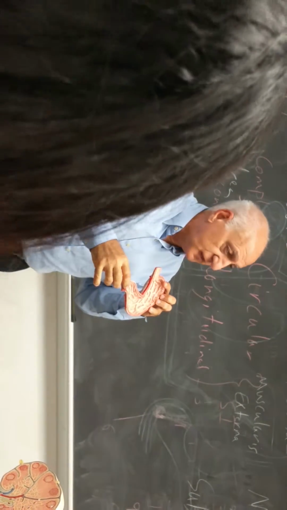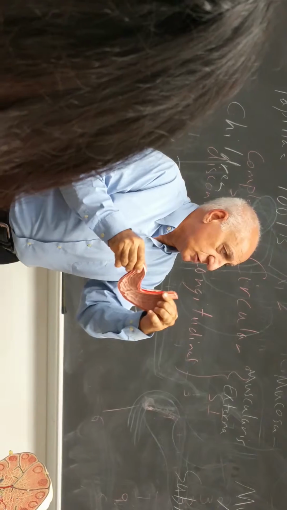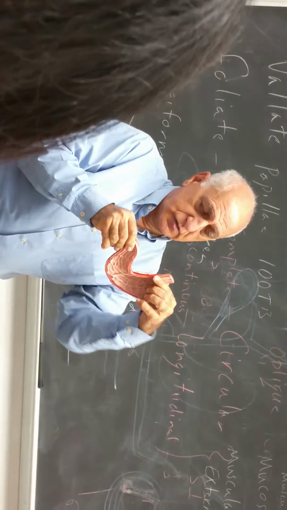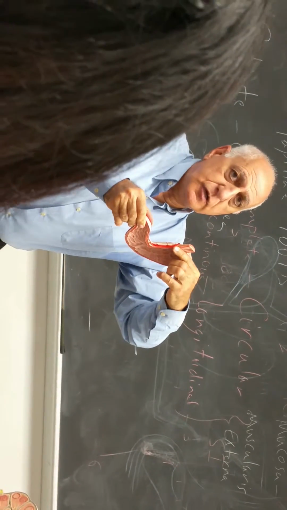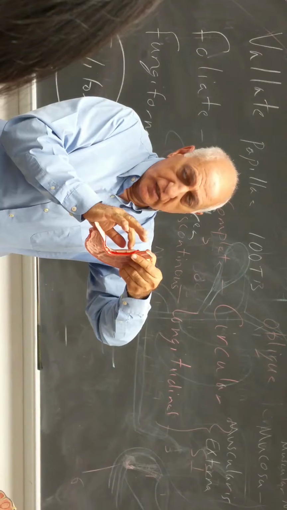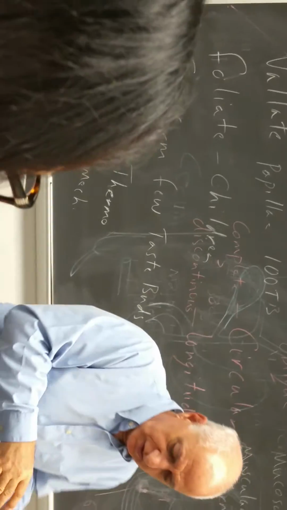You should know the sphincters, like the pyloric sphincter, and the cardiac sphincter, or what we call the inferior esophageal sphincter. So this is the inferior esophageal sphincter, or you can call it cardiac sphincter as well. That's between the esophagus and the stomach. Is that clear? That's about the stomach.